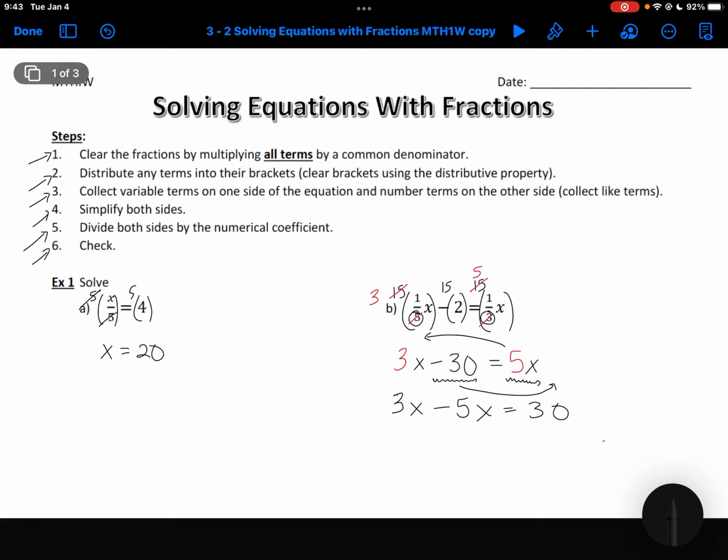You can also think of it as to move the 5x over, I'm going to subtract it from both sides. And to move the minus 30 over, I'm going to add it to both sides to get a 0 pair. That's the exact same step. Now I've got two x terms, so those are like terms. I can combine those to get minus 2x. And then my final step is to divide both sides by minus 2, leaving me with a final answer of x equals 50.